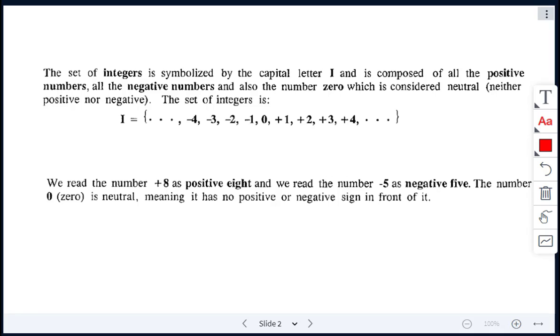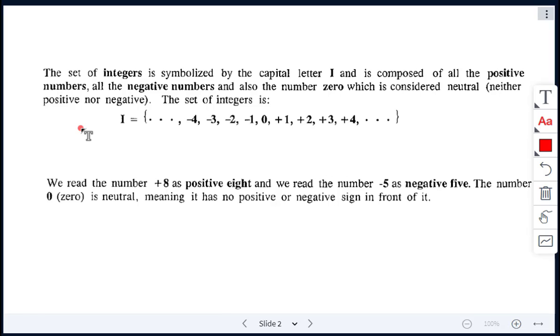When we talk about integers, first of all, there's a symbol, a capital I, to represent integers, just like we saw when we were looking at whole numbers, it was a capital W that represented whole numbers. Integers are composed of all the positive numbers, all the negative numbers, and also the number 0. 0 is considered neutral. It's neither positive nor negative.